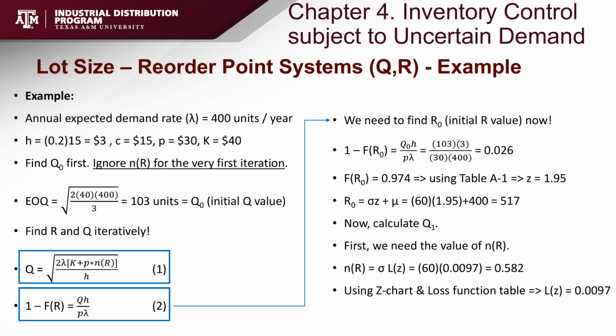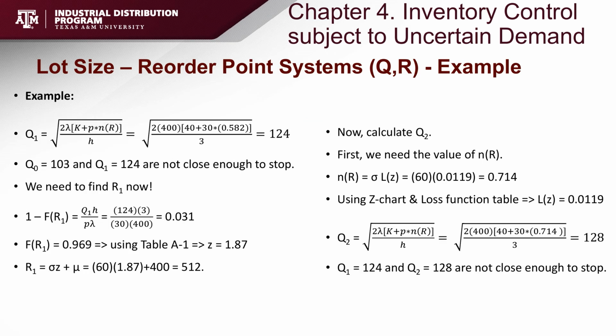The table gives a Z of 1.95, and R sub 0 equals sigma Z plus mu, 60 times 1.95 plus 400, which is 517. Last piece, the loss table, L of Z is 0.0097, which makes N of R 60 times that, 0.582. Now we loop. Q1 uses equation 1 with N of R inside, 2 lambda times K plus P times N of R all over H, and that comes out to 124.